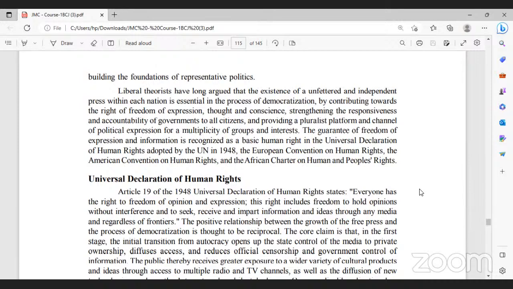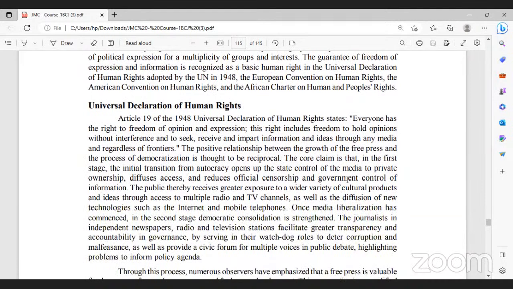So part of Article 19 of 1948, the Universal Declaration of Human Rights states that everyone has the right to freedom of opinion and expression, which includes freedom to hold their opinions without interference and to seek, receive and impart information through any media, regardless of the backgrounds. Okay.